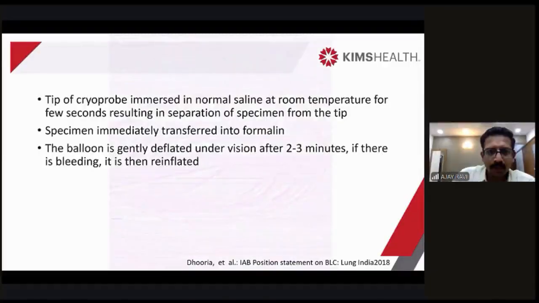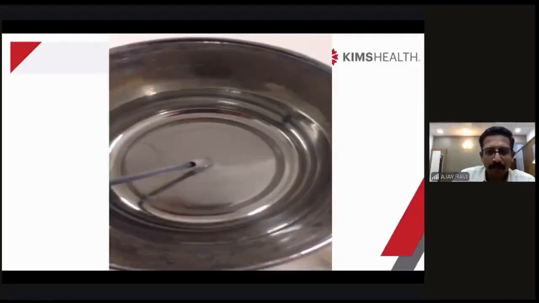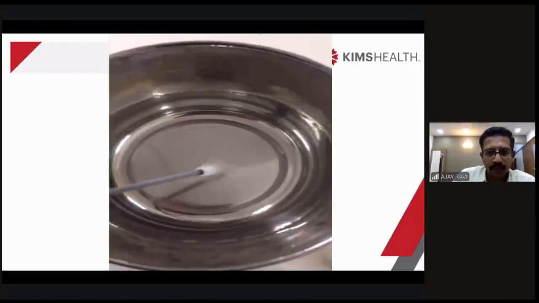So before starting the procedure, it is important that you check your probe. Keep it in saline and freeze for some time. You make sure that it is nicely freezing and there is some ice forming. Once you confirm that you can see the ice forming, you can proceed.